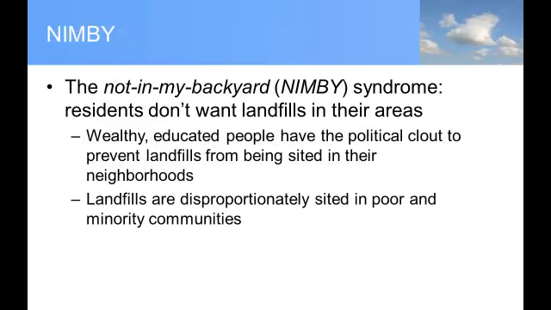Another problem with landfills is what's known as the NIMBY syndrome, which stands for not in my backyard. Residents don't want landfills near their homes. They want the waste to be taken far, far away from where they live. So people with wealth and other political clout can prevent landfills in their neighborhood, which results in them being disproportionately sited in poor and minority communities.